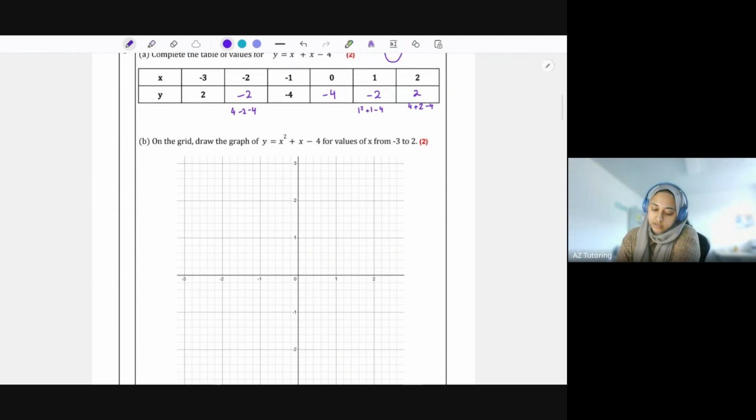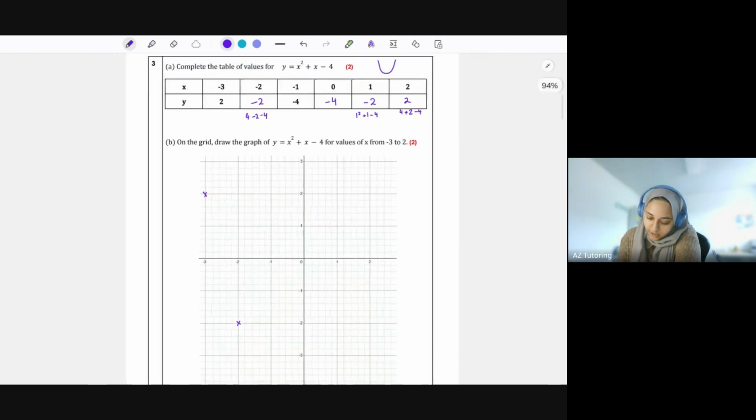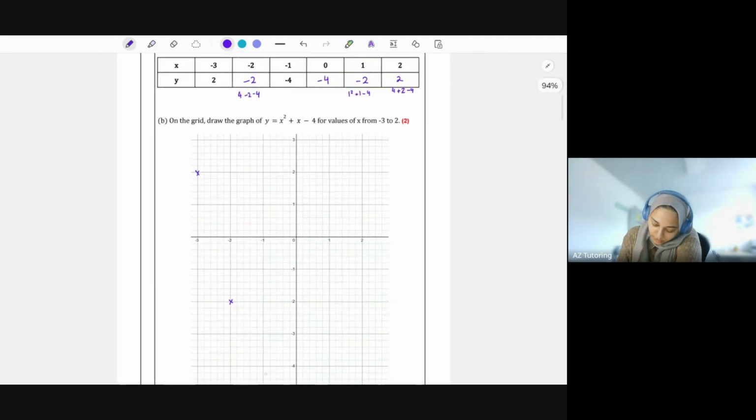So we're just plotting all these points up here. We've got minus 3, 2, which is here, minus 2 over here, minus 1, minus 4. We've got 0, minus 4. We've got 1, minus 2, and then 2, 2. So it looks like a U-shaped graph.